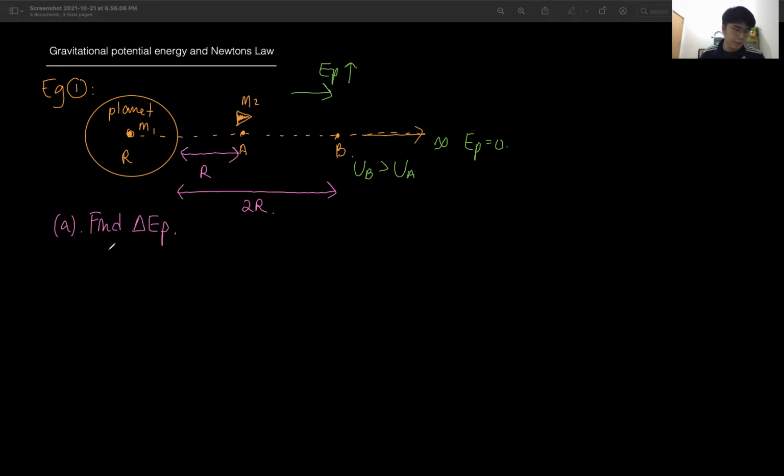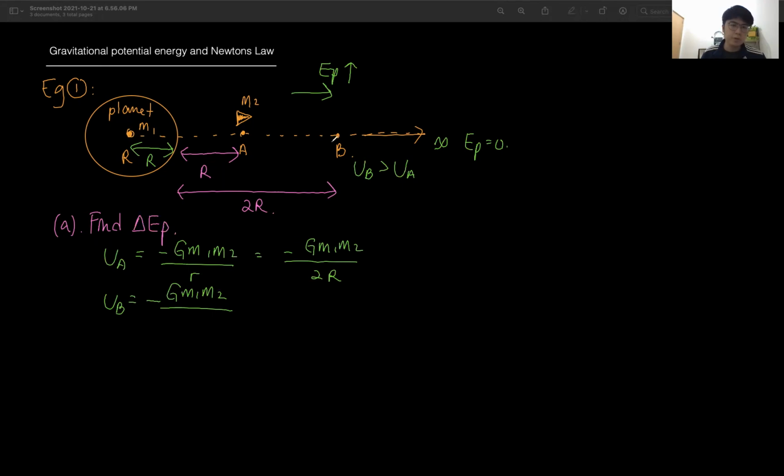So here I would use U, the gravitational potential energy at point A, minus GMm over R, right? But what is the R? R is measured from the center of the planet. So here it has a radius R plus the altitude R. So we might write this as minus GM1M2 over 2R. Now for UB, minus GM1M2 over, this is 2R plus the radius, that's 3R.